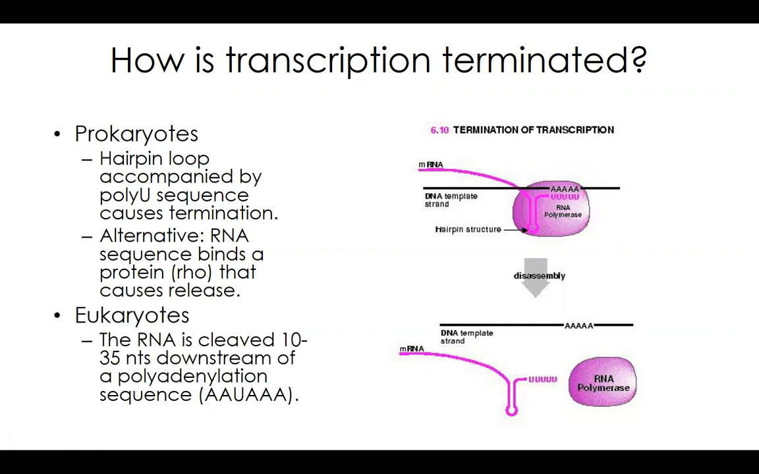So in eukaryotes, the RNA is cleaved maybe 10 to 35 nucleotides downstream of what we call a polyadenylation sequence. Again, the important thing here is to know that there's going to be a sequence that tells transcription to finish up. Once we finish transcription, in prokaryotic cells we're probably already translating by now. We've already made a protein because we're doing that simultaneously. In eukaryotic cells, we have a couple more steps.